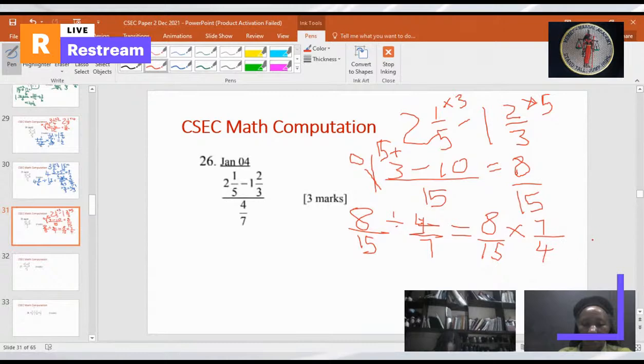Okay, Miss, 4 into 8 goes 2 times, and 4 into 4 goes 1 time. So 2 times 7 is 14, over 15 times 1, which is 15. So that's 14 over 15. That's the final answer.